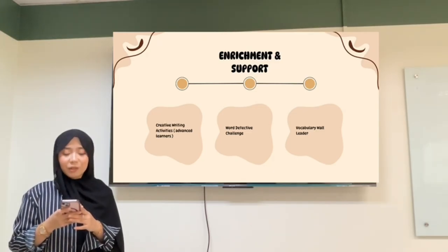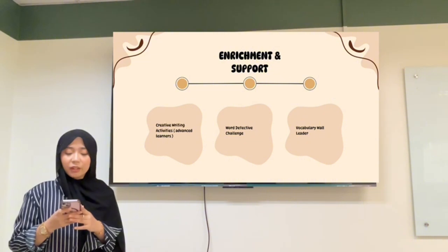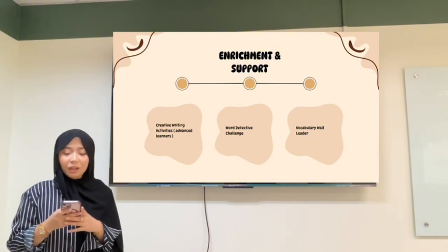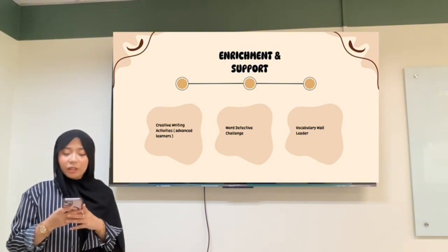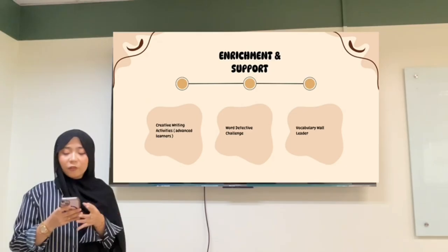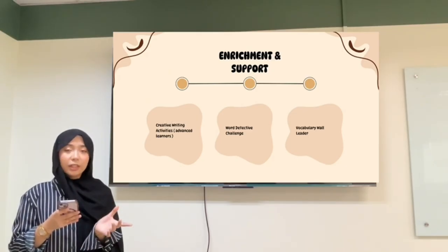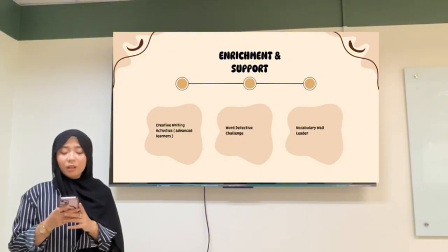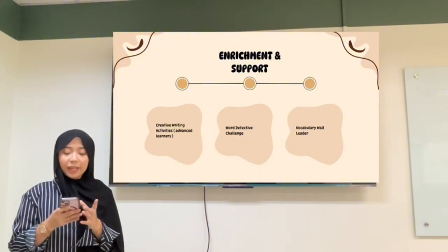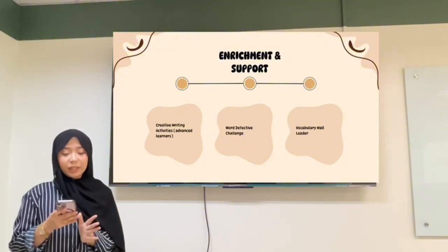This activity could promote independent learning as they find the new meanings on their own before introducing them to the class. So the last one is the vocabulary wall leader. This activity could allow the advanced learner to find a new word and lead the class in updating the Word Explorer wall, where the students display and record the new words and meanings.